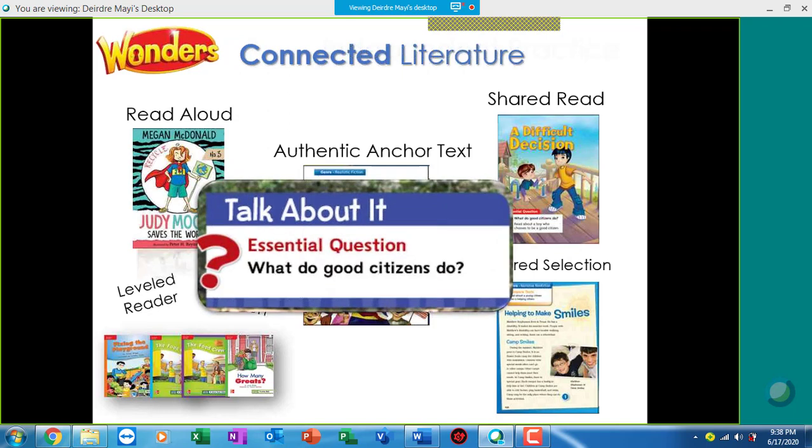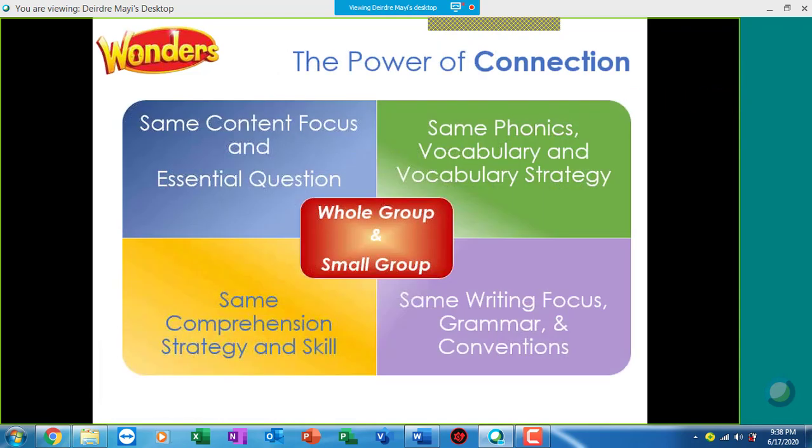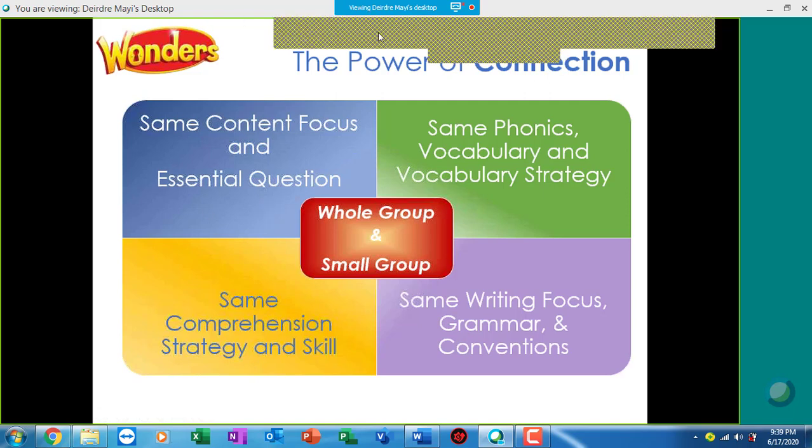All connected. Please, friends, know that whether you are in whole group or small group, all of the literature that you and your students will experience in Wonders will all be deeply connected. Same content focus, same essential question, same phonics, vocabulary strategy. You'll find the same comprehension strategy and skill as well as the same writing focus. Same grammar, same conventions.